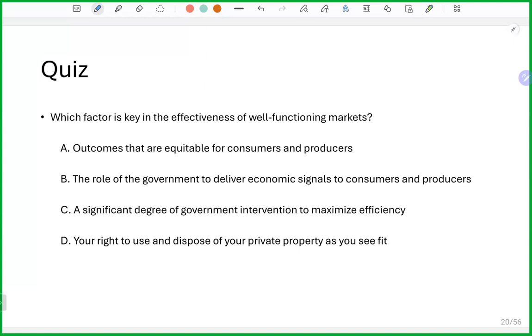Government should play only a limited role in intervening in the market. That's kind of a philosophy that we economists have. Government should minimize intervention. Unless there are specific, sufficient reasons, government should not intervene in the market actively, because markets are doing well overall. And the right to use and dispose of your private property as you see fit. So you're right, that's also important. I think B and D are both important.